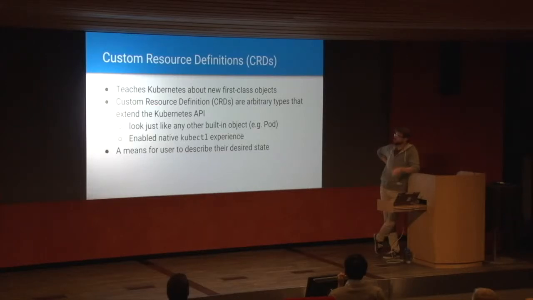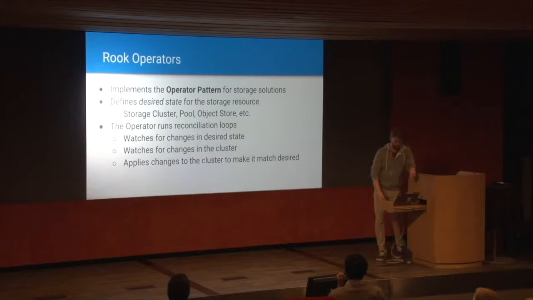The API server will know about it. You can perform actions on them. The kubectl knows about it. So this is how we tell Kubernetes about some new software that we want to extend it with. And so, the Rook operators.